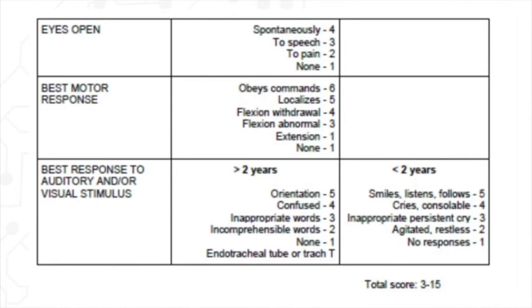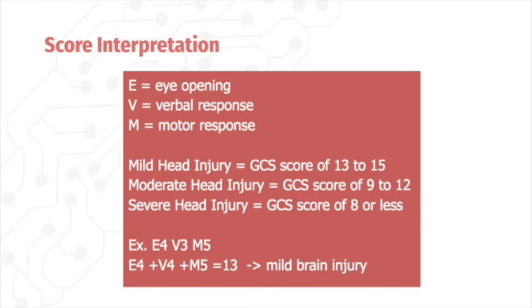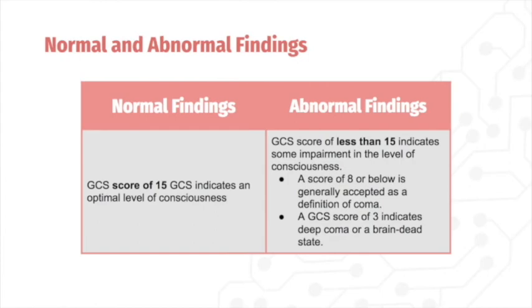So we have for 5, the child will smile, listen, and follows. 4, cries consolable. For 3, inappropriate persistent cry. 2, agitated, restless, and 1 for no response. So it also has the same score interpretation as the adult Glasgow Coma Scale. Also, the same rules apply in the normal findings and abnormal findings for the pediatric Glasgow Coma Scale.